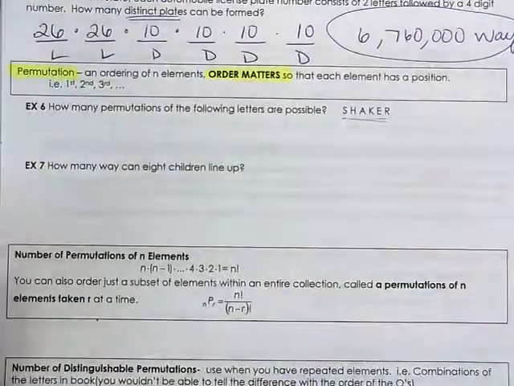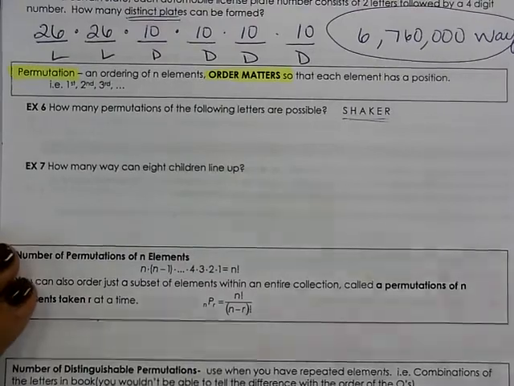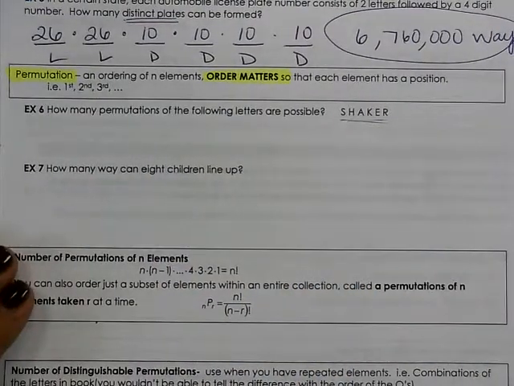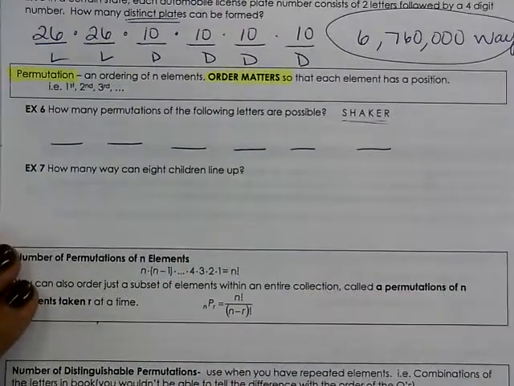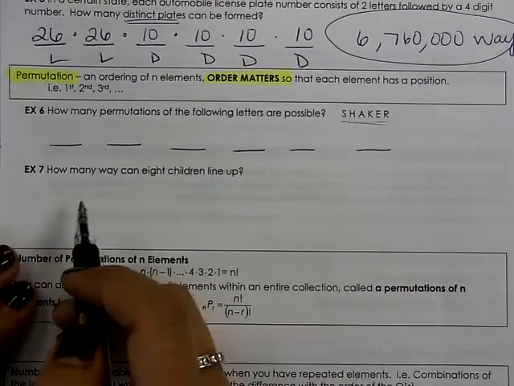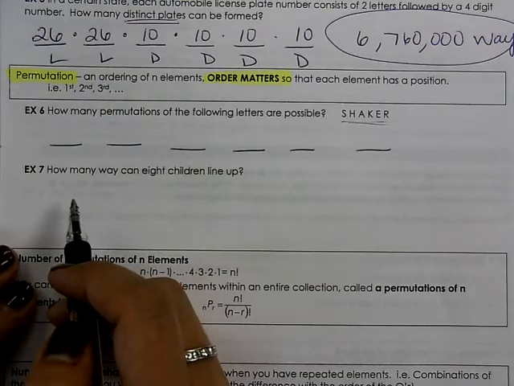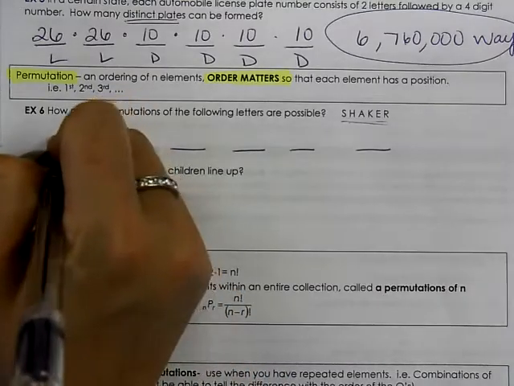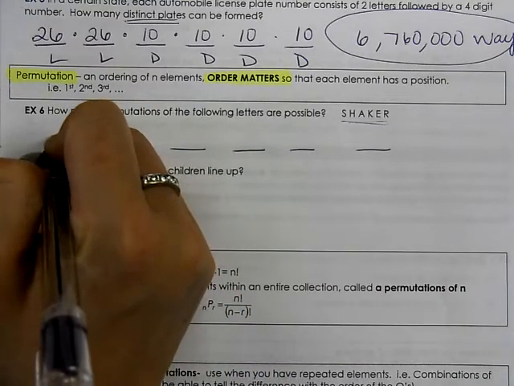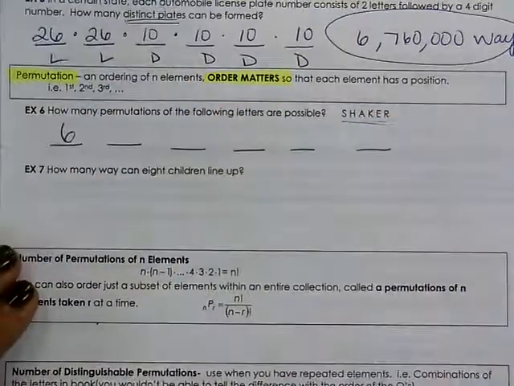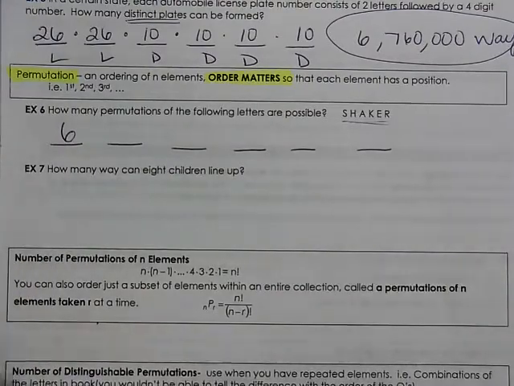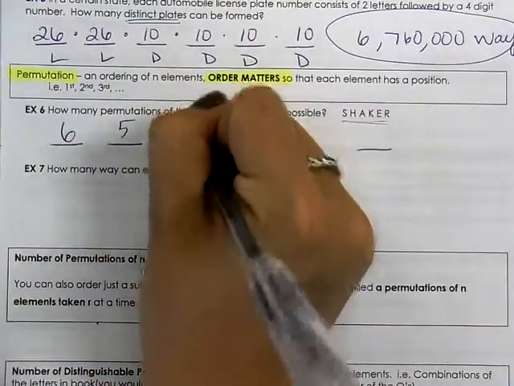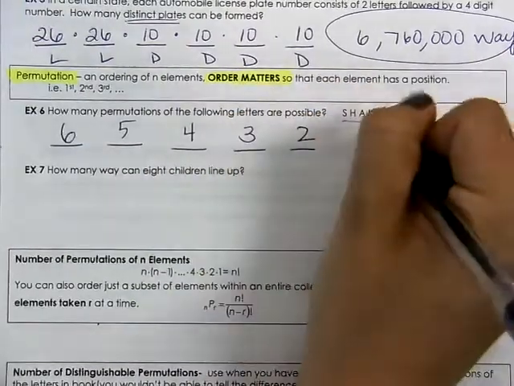So we have this word shaker, and we want to figure out how many permutations, so how many orders can I create from these letters. So let's think about it. So it's like we're going to line up these 6 letters. Once the first position's filled, it's no longer available, right? So once I put a letter here, how many letters are possible in the first position? 6 letters, because there's 6 total letters to choose from. So once I've put a letter there, how many are possible in the next position? And then the next, and the next, and the next, and the next.